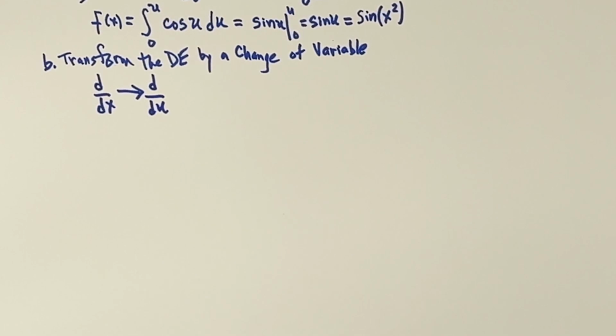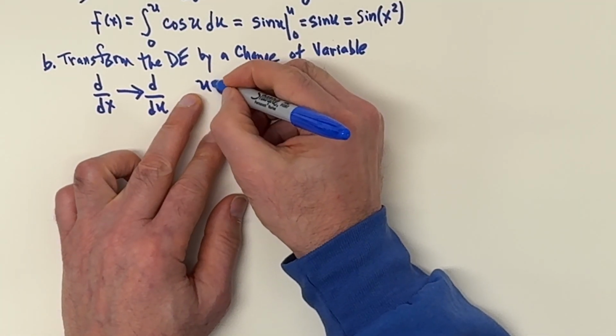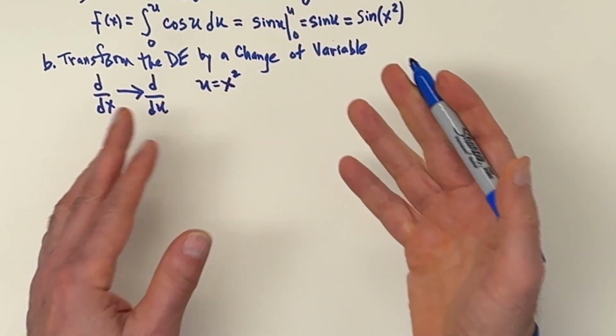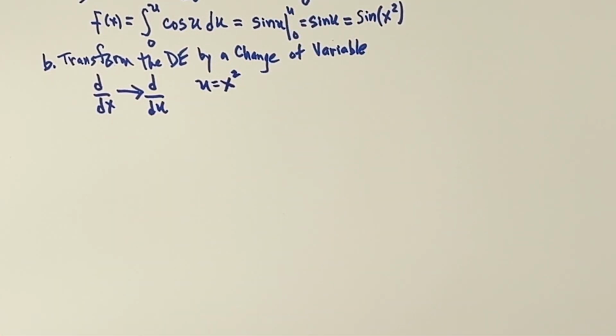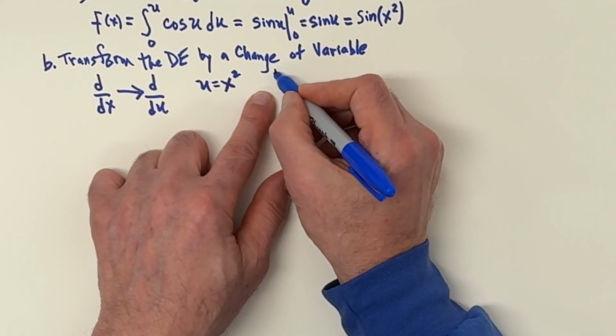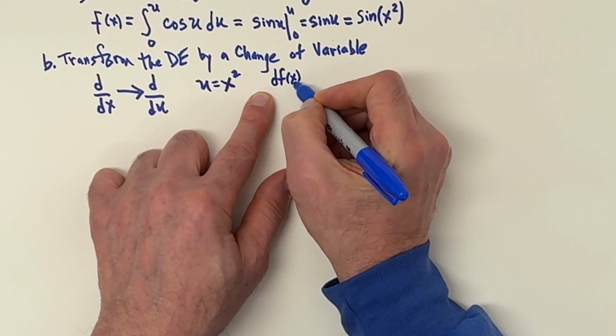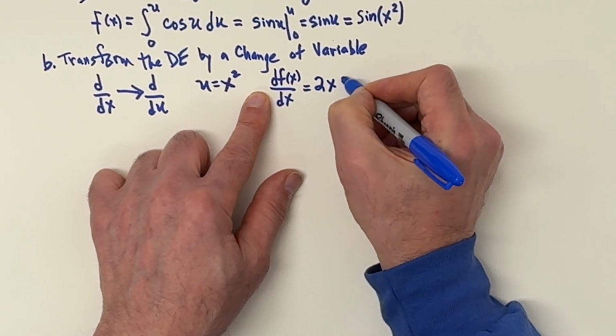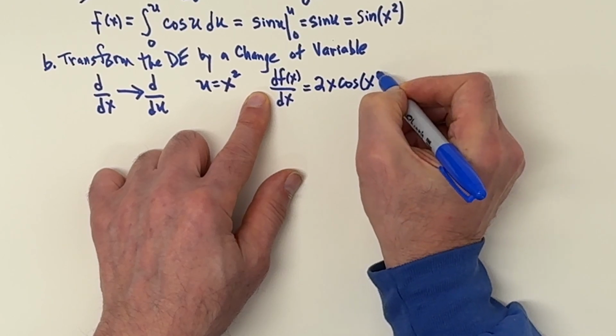But what should this u be? That's a good question. Well, I'm going to let u equal x squared. Now, when you do differential equations and you solve integrals, it's the art, as I mentioned before. And here you try something and you try to see if that would work. Well, what is my original differential equation? Well, the original differential equation, let's write this down, is df of x dx is 2x cosine of the quantity x squared.